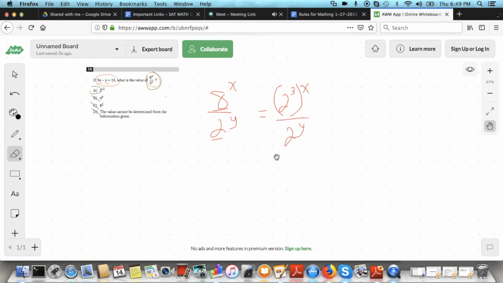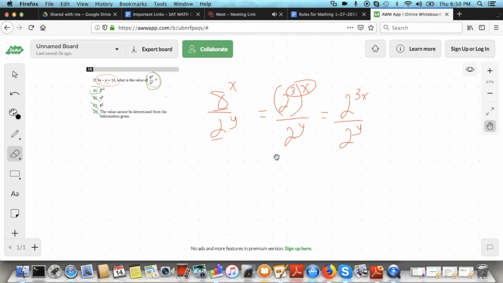Okay? And now, the reason I spent all the time going over all the operations is that we're going to need those operations to do it this way. What's 2 to the power of 3 to the power of x? What do we do with those exponents? 2 to the 3x. 2 to the power of 3x. We've got to multiply them. All right? Over 2 to the power of y. Does that make sense? Yes.